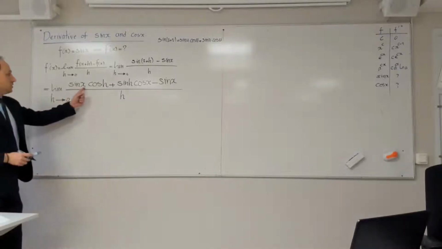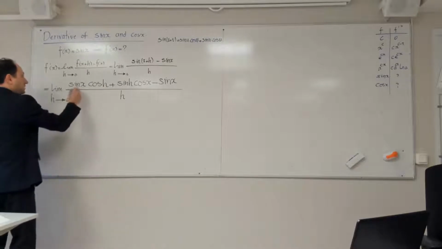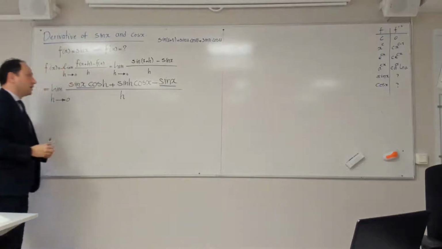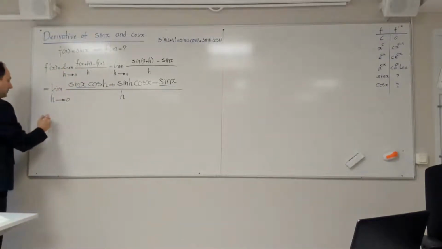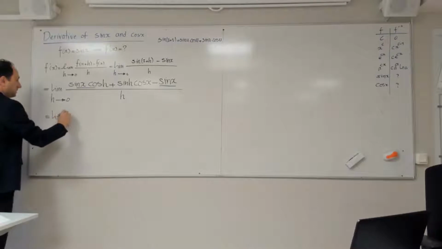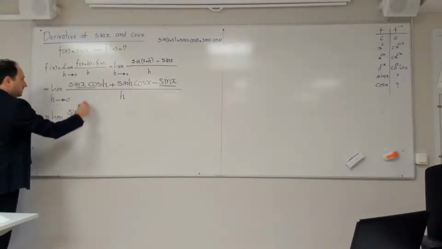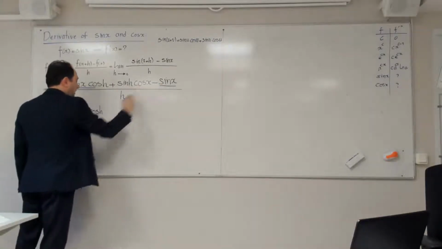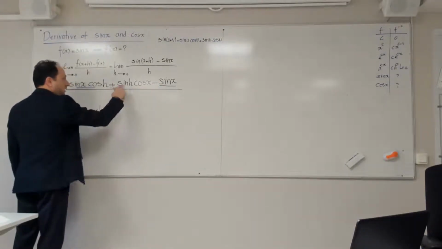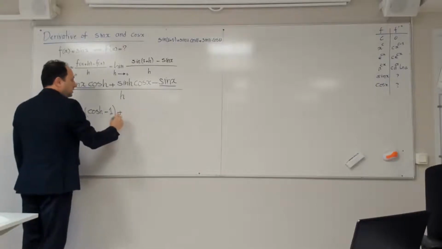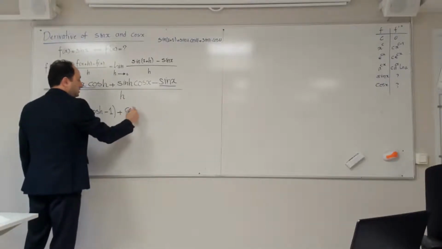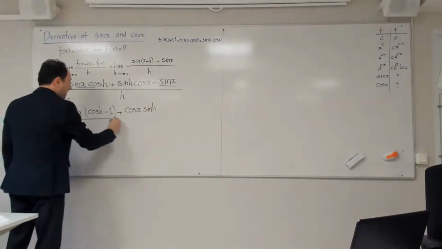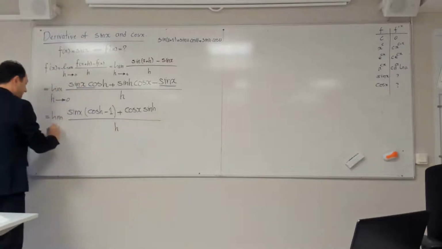Okay, so this term and the last term share the sine x. You need to wait to see why this will work. So I will factor this sine x out here. So this becomes the limit of sine x, then I will have cosine h left from the first one, minus 1 from the last one. And then plus, I would write cosine x times sine h. That's a product. And then I divide this by h, as h goes to 0.